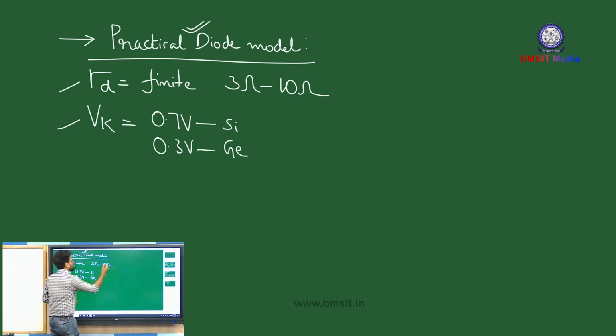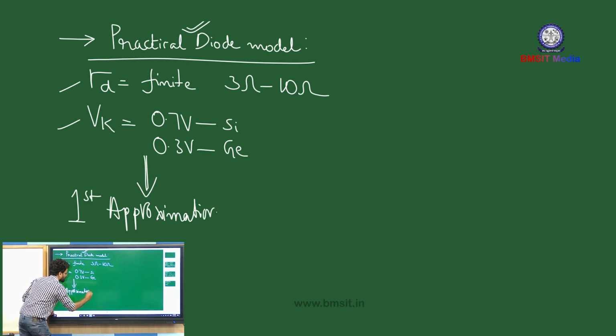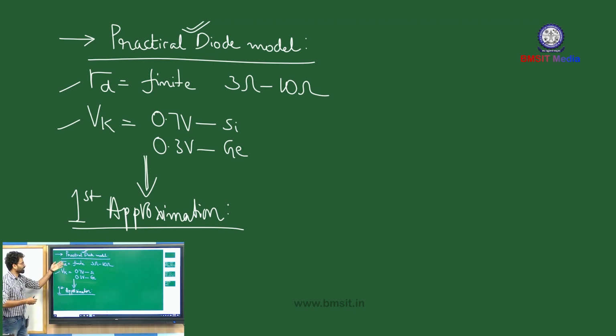Okay, but for the sake of simplicity, we don't regularly use the exact practical diode model. What we use is a kind of derived model, which is called the first approximation. So in case of the first approximation, we first consider the practical diode model specifications, and then we try to derive the first approximation model.